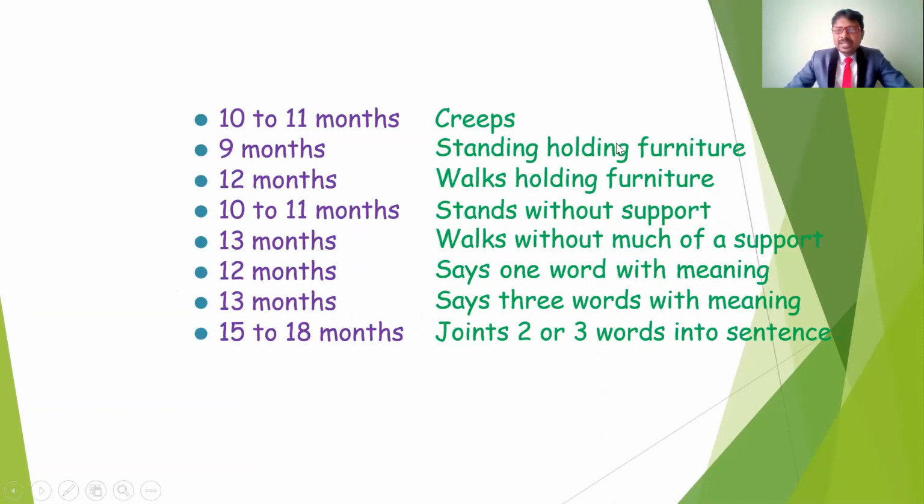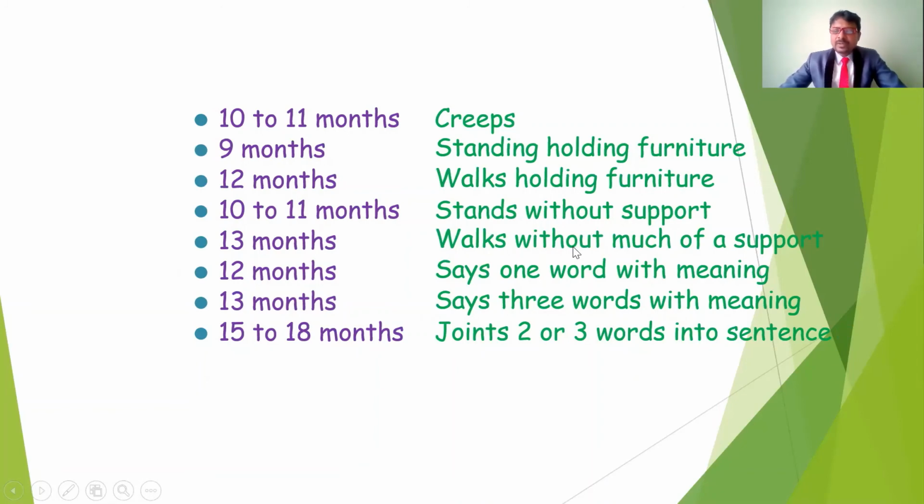standing holding furniture. So they are going to stand and also hold the furniture, with the support of any walkers, the baby can stand. At 12 months, walks holding furniture. That means if you give any tricycle or any walking cycle, they can walk holding these walkers. And also at 10 to 11 months, stands without support.